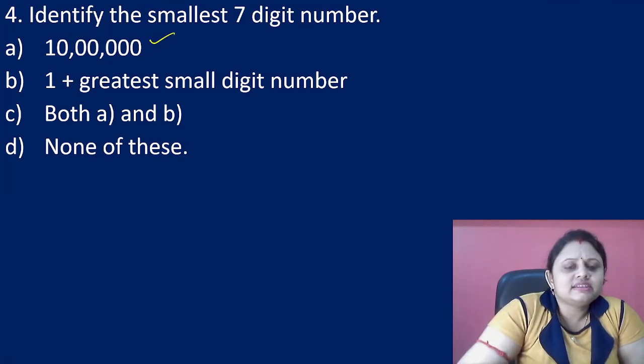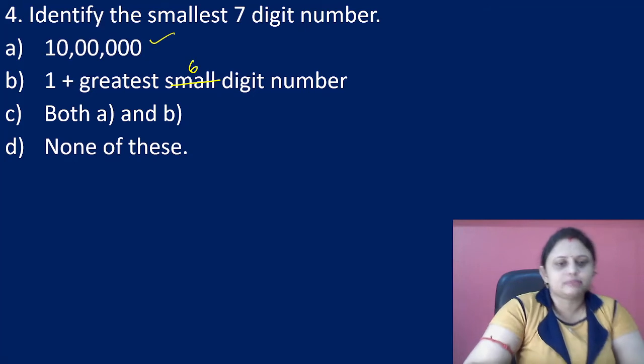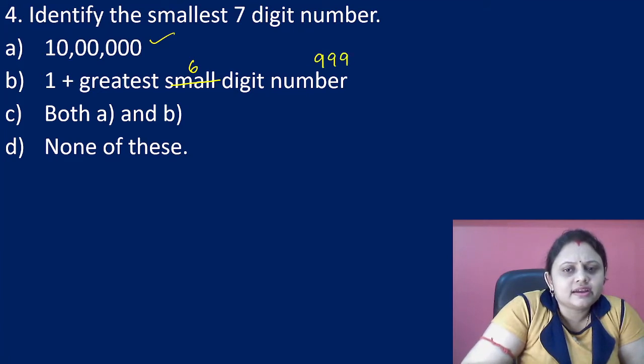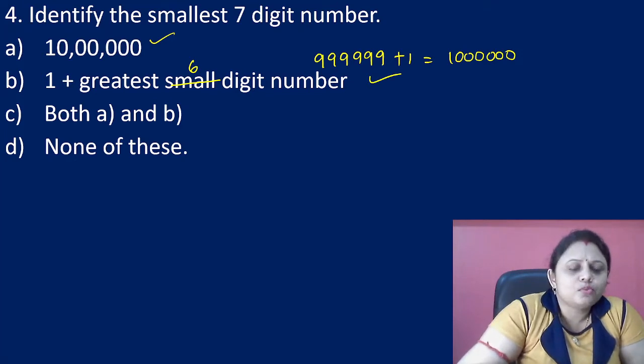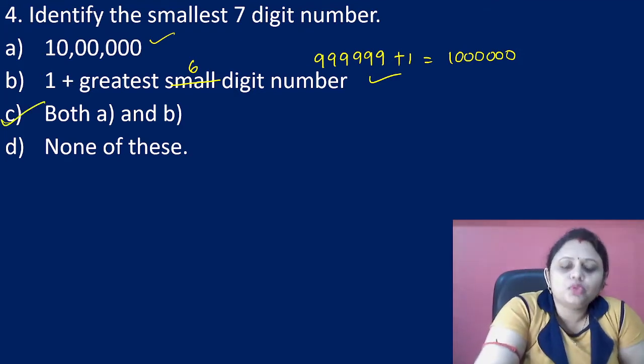1 plus the greatest 6 digit number. The greatest 6 digit number is 999999, plus 1, so it will be 10,00,000. It is also the smallest 7 digit number. Next, both A and B. Of course, both these options are correct. So our correct answer is option C, both A and B.